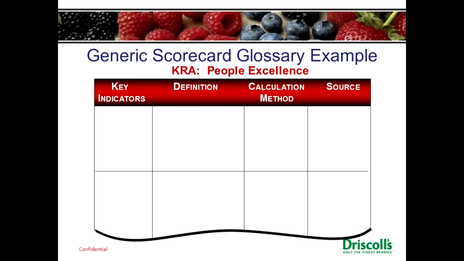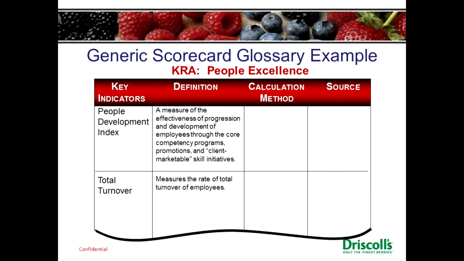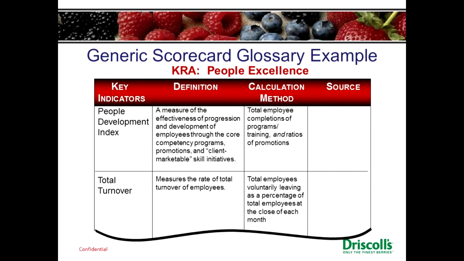People excellence was chosen from the scorecard summary to show what a scorecard glossary contains. The performance measurement of people excellence is represented by 2 key indicators, People Development Index and total turnover. These 2 KIs are defined so that anyone can understand what they measure from a high level. The calculation method is also included in order to show how the KI is being measured. And lastly, the source of the data for both KIs is indicated so that we know where the data is being pulled from.